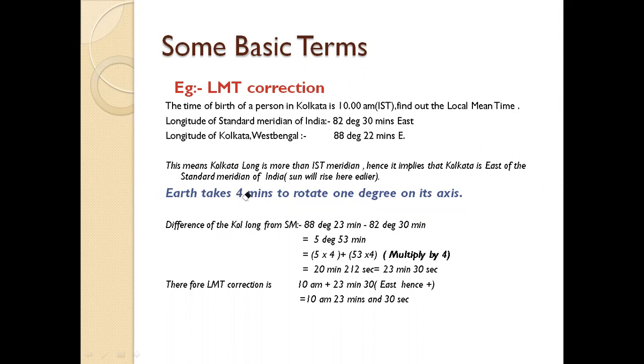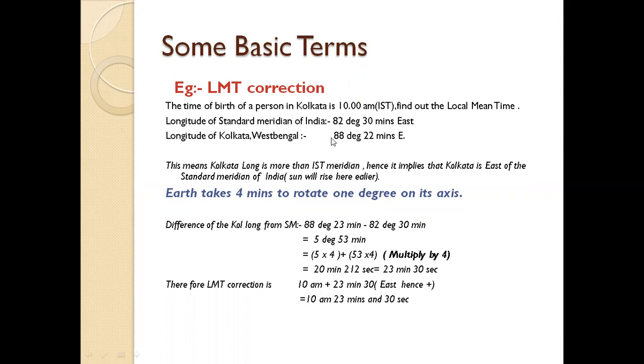Now, Earth takes around 4 minutes to rotate 1 degree on its axis. So basically, we have to subtract 82 degrees from 88 degrees, and multiply it by 4. So we are getting 23 minutes, 30 seconds. Now we have to add this to the 10 a.m.